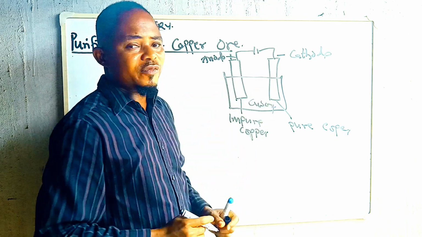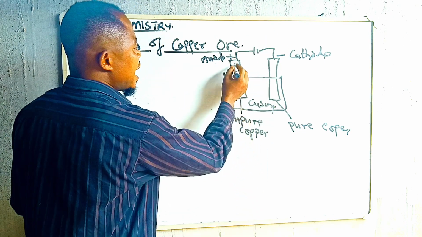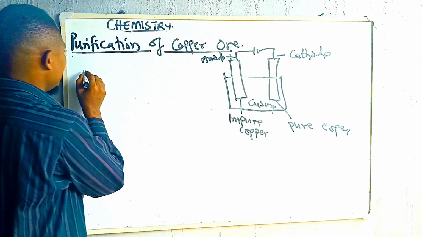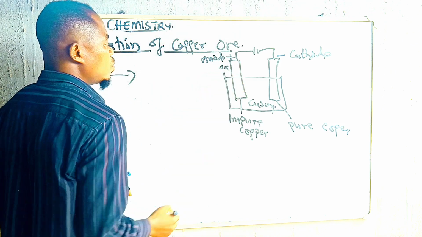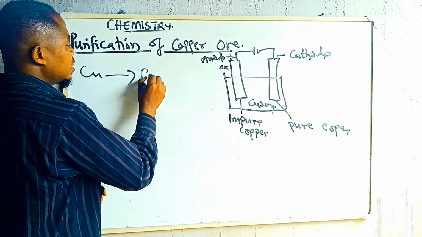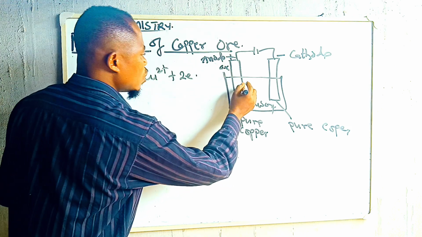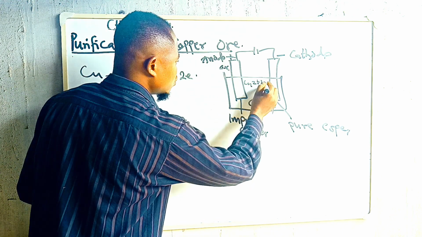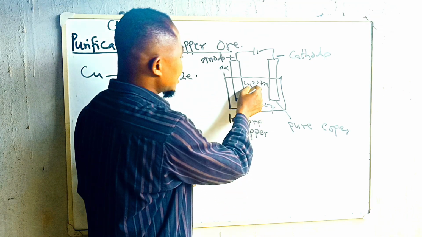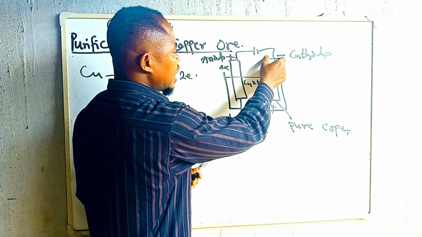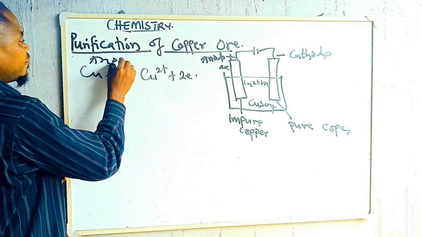So what happens at each of these electrodes? Now, when you connect electricity, at the anode, this impure copper will undergo oxidation. Remember, oxidation takes place at the anode. It undergoes oxidation and forms Cu2+ plus 2 electrons. So this will come into solution as Cu2+ plus 2 electrons. And remember, in solution, the cations will be attracted to the cathode, because unlike charges attract. So this is the anodic half reaction.